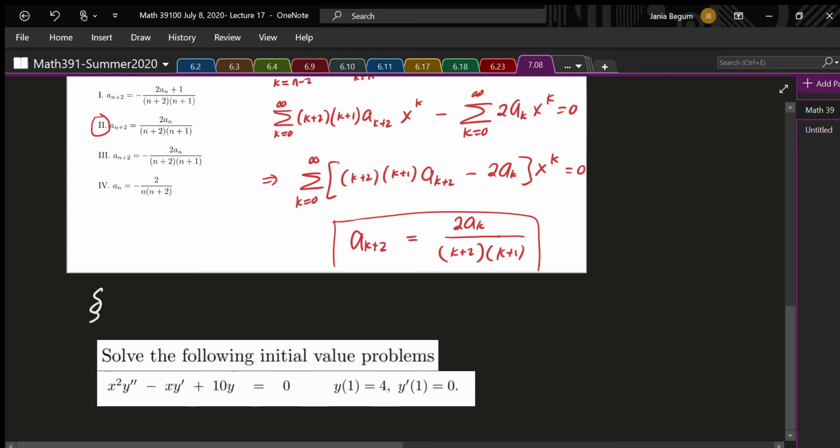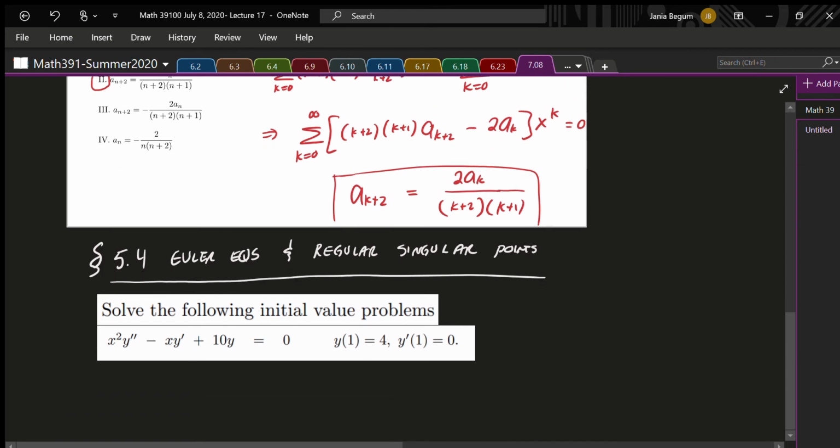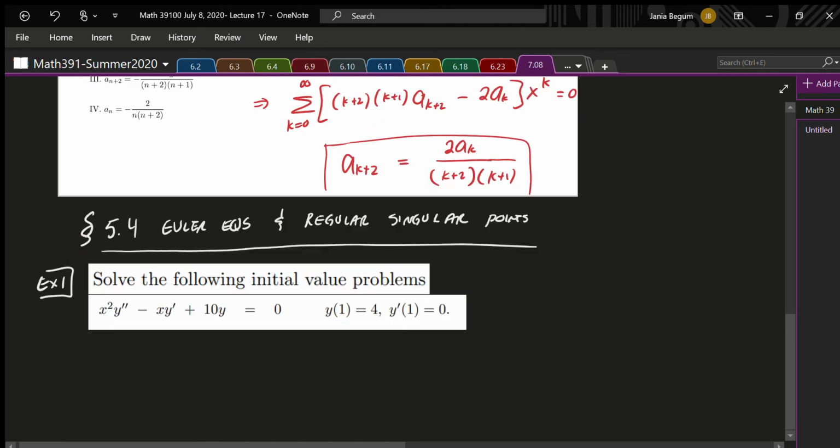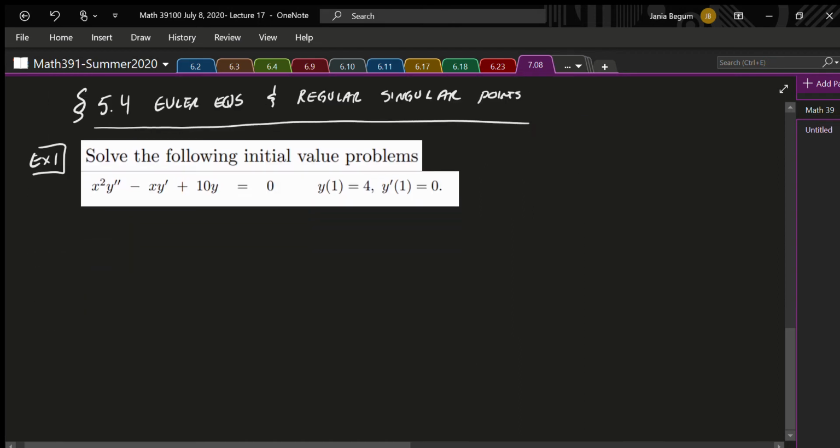So we're still continuing with 5.4, which is Euler equations and regular singular points. So this is still 5.4. Here's a problem for us to work on, just to briefly review what we did last time. I want to solve the following initial value problem.